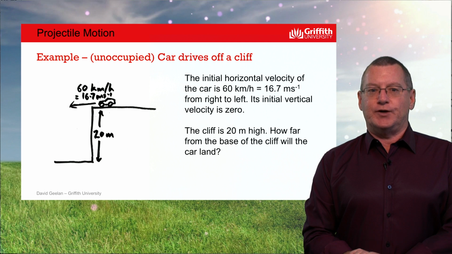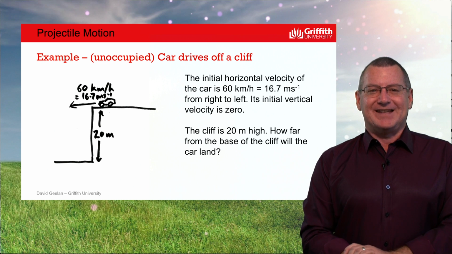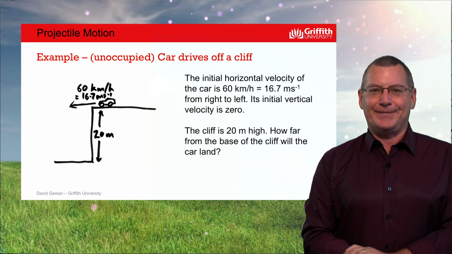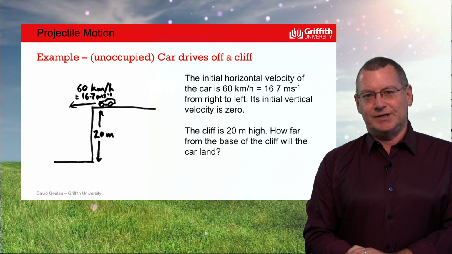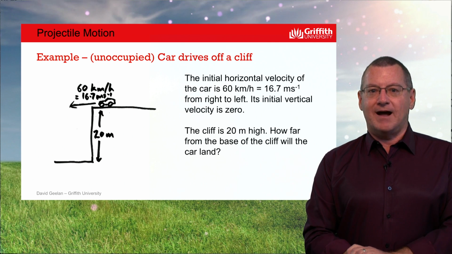So I've said a car drives off a cliff, and then I added in brackets unoccupied because I didn't want it to be too gruesome as a problem. So our stuntman dives out of the car just as it goes off the cliff and rolls to safety, and the car goes off the cliff. Now it's doing 60 kilometers an hour, which is 16.7 meters per second. Remember, we jumped straight to SI units because it works better that way. The cliff is 20 meters high.